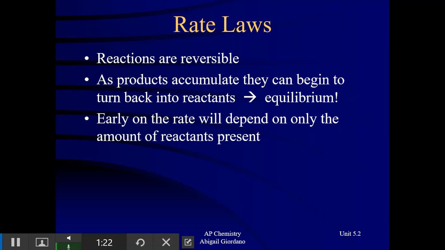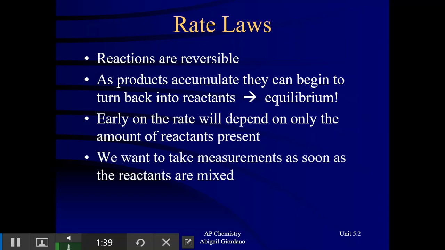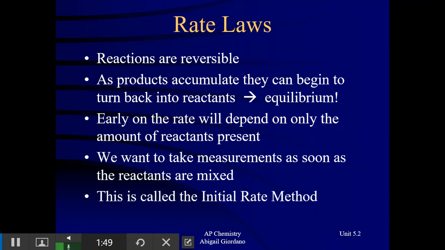And at the moment that a chemical reaction begins, the rate is only going to depend on the amount of reactant there, because at time zero, we won't have created any product yet. So we're going to be looking at reactants only. We're going to be taking speed measurements as soon as the reactants are mixed. And this process that I'm going to teach you today is something called the initial rate method.